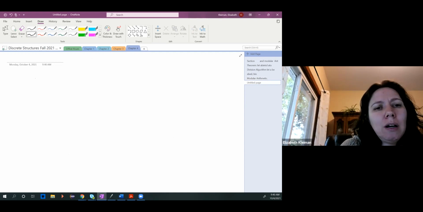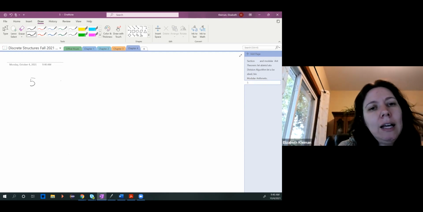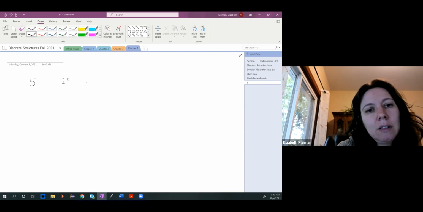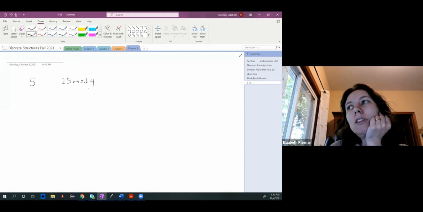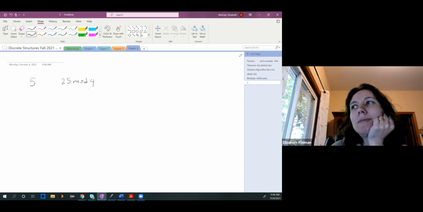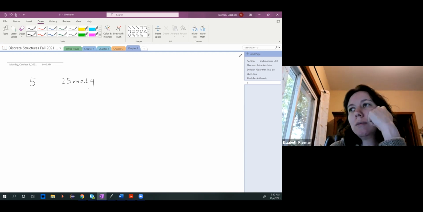So let's do another example. What about 5 and 25 mod 4? Are they congruent to each other? So what is 4 mod 4?